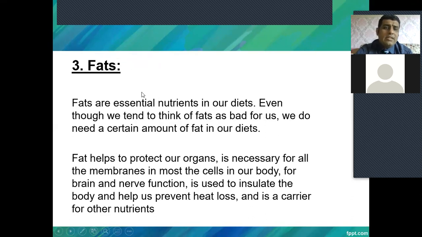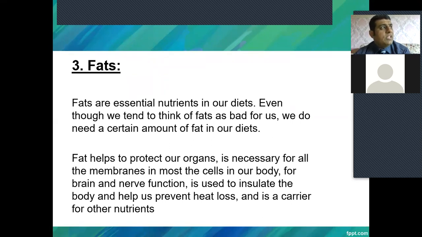Then fats are also essential nutrients in our diet. Even though we tend to think of fat as bad for us, we do need a certain amount of fat in our diet.